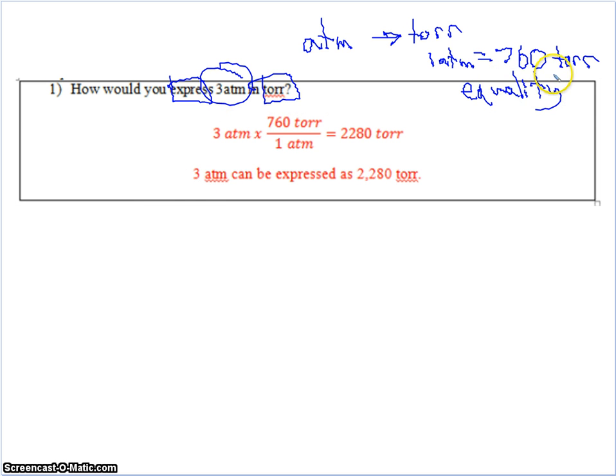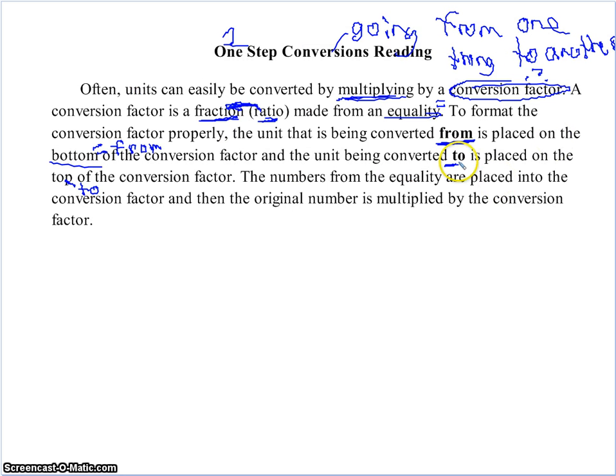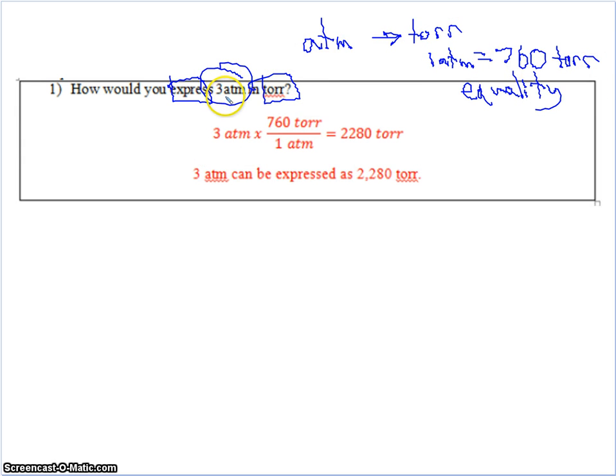So now it says, what did it say? I'm going to go back. It says from goes on the bottom. So I'm coming from atm, so atm goes on the bottom. Sure enough. From. And then to goes on the top, and I'm going to torr. Oh, look at that. 1 atm. The 1's from right there. And the torr, 760, 760. Sure enough.